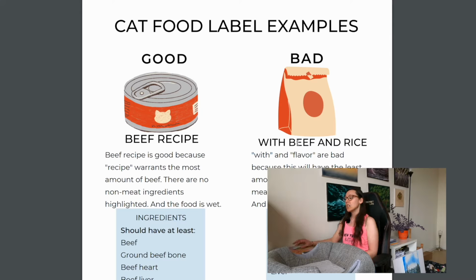So we have over here on the left, good, wet food, bad, dry food. The product name for the good wet food is beef recipe. Product name for the bad dry food is with beef and rice. So the problem here is with, which means there's going to be less than 25% of the named ingredients, and there's a meat and a non-meat ingredient. So this product probably has equal or more rice than beef in this product. Whereas on the left, beef recipe, that's going to have at least 25% beef, and there's no non-meat ingredients in the product name.